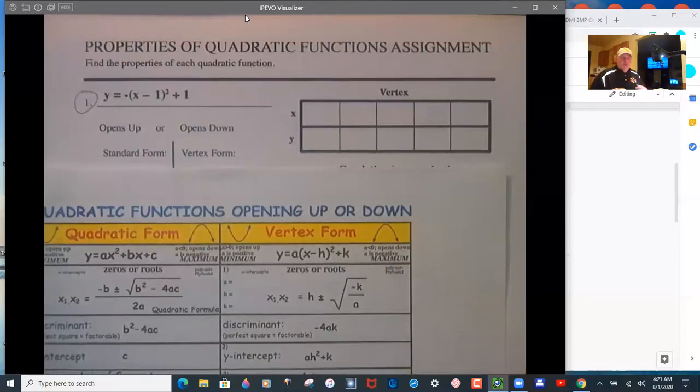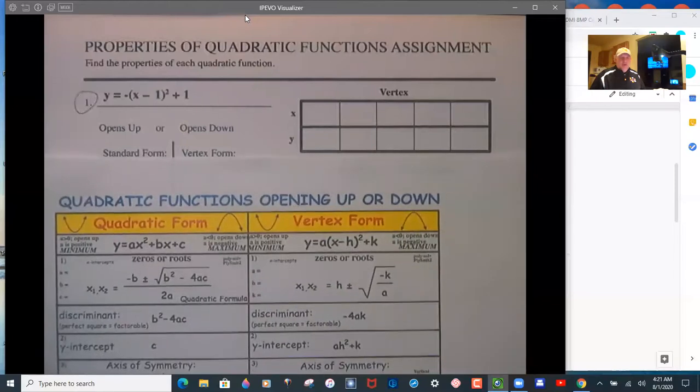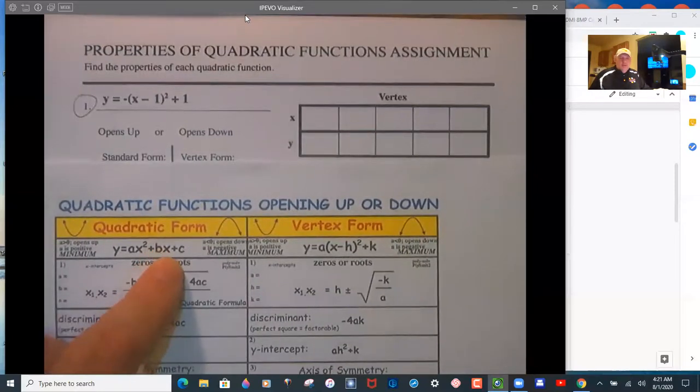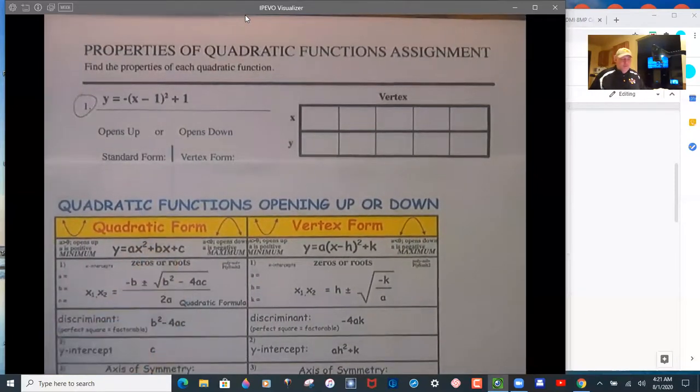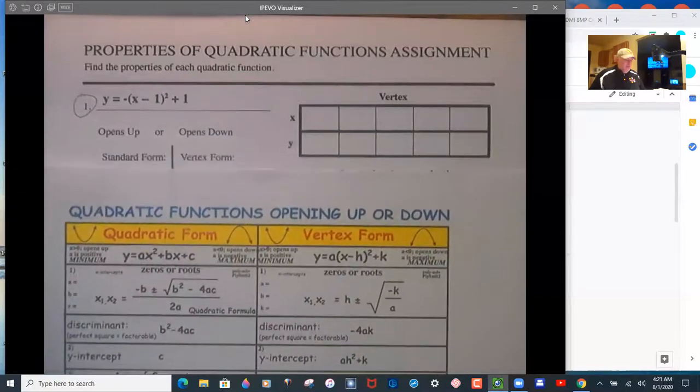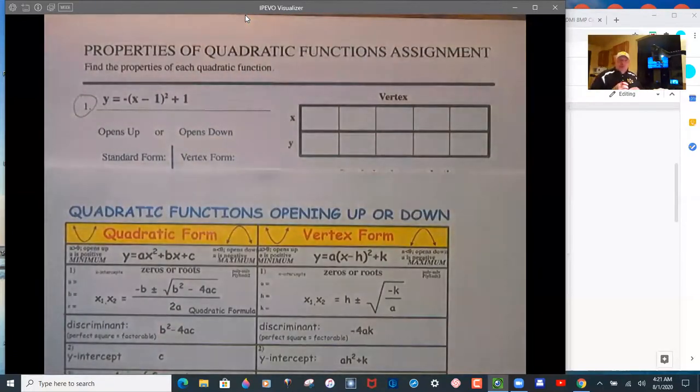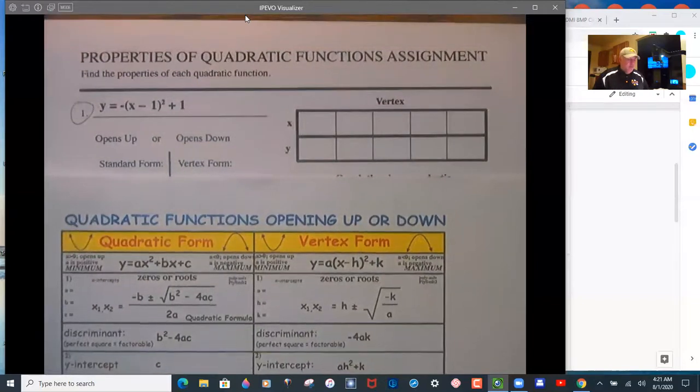And yep, you can do a whole lot of work multiplying things out, foiling things out to put it in the standard form, the quadratic form. But we're going to try not to do that. And again, I have 3 problems to show you. And then you can do the rest of the problems in this assignment.